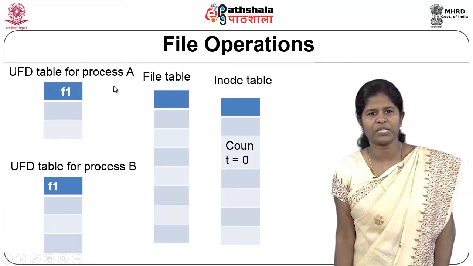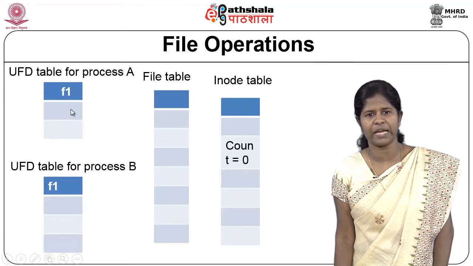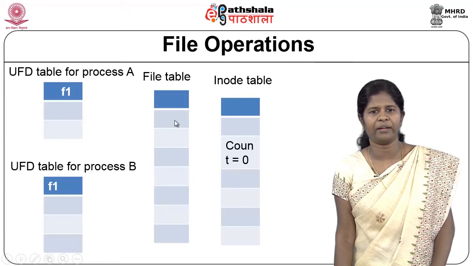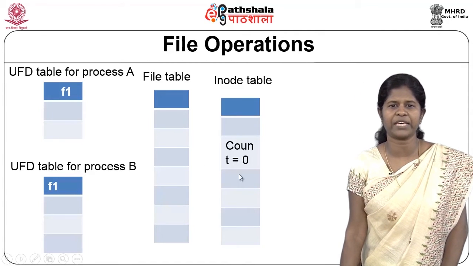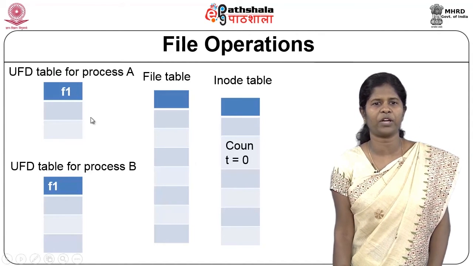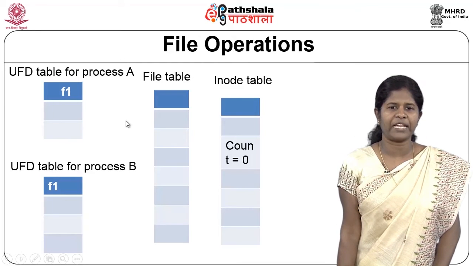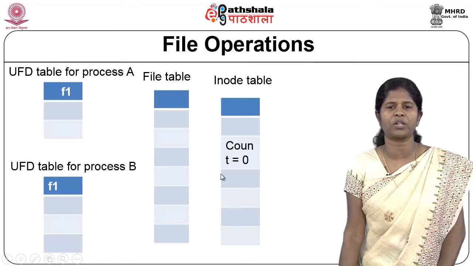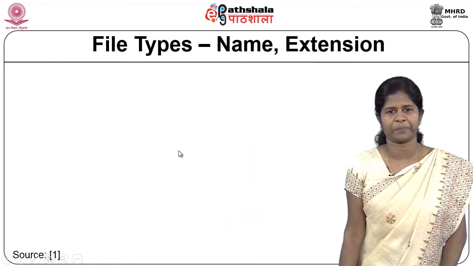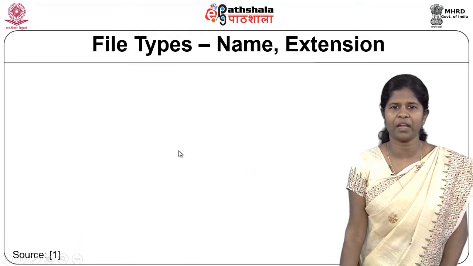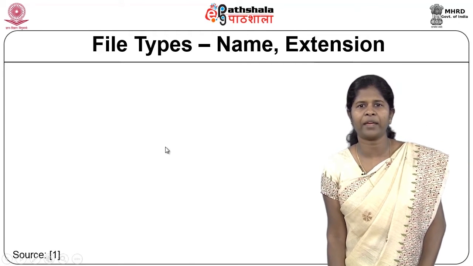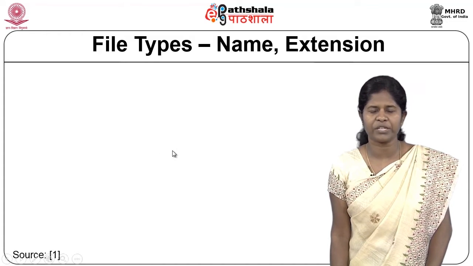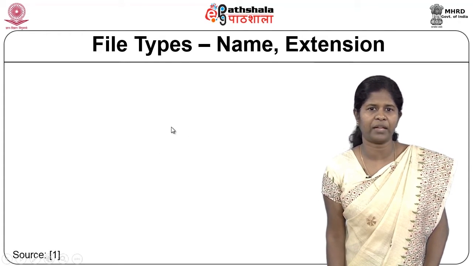Suppose process A also closes the particular file, then the count here will become 0, and the pointer from the file table to the inode table will be removed, and the pointer from the UFD table to the file table will also be removed. So, if the count becomes 0, this entry also can be removed from the inode table. So, thus we have seen how opening and closing and reading and writing can be done using the user file descriptor table, file table and inode table.